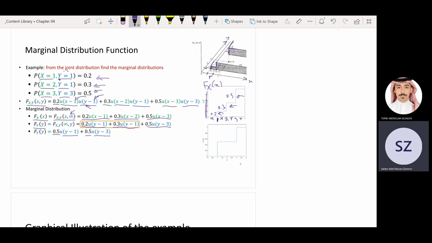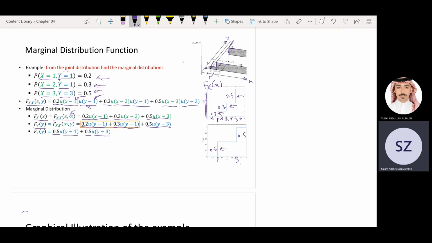Now, in the y direction, this is 1 and this is 3. There's a step function at 1, which is 0.5, right? And another step function at 3 with 0.5. Now, think about that you are looking from the y point of view, from the y perspective. What do you see? You see a step function of 0.2 plus 0.3.